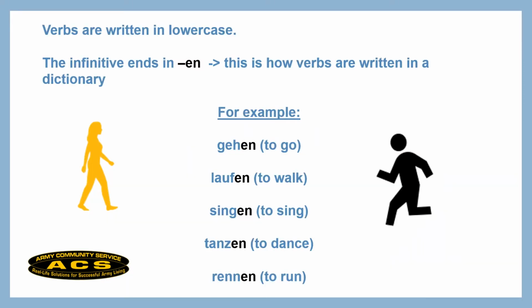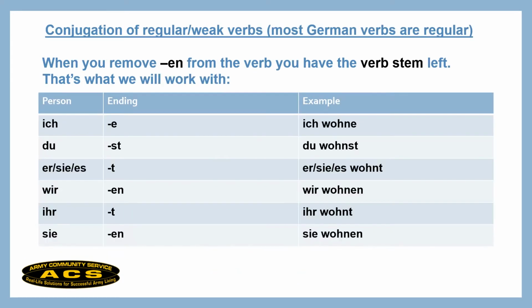While nouns are capitalized in German, verbs are written in lowercase, just like in English. The infinitive ends in en. This is how verbs are written in a dictionary. For example, gehen, which is to go in English, laufen, to walk, singen, to sing, tanzen, to dance, rennen, to run. Most German verbs are regular, and conjugating regular verbs is pretty easy.